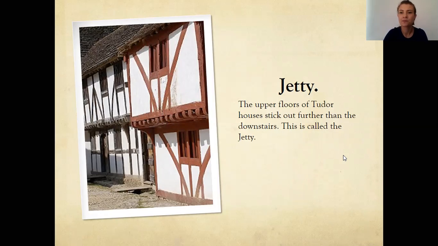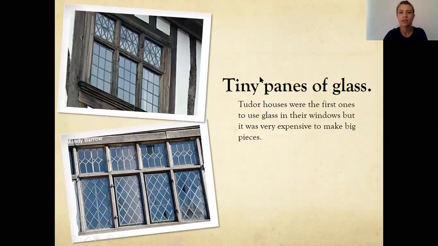And the tiny panes of glass. As you know, the Tudor houses were the first ones to use glass in their windows. But it was really expensive, and they used just tiny pieces, so small pieces, as you can see here.